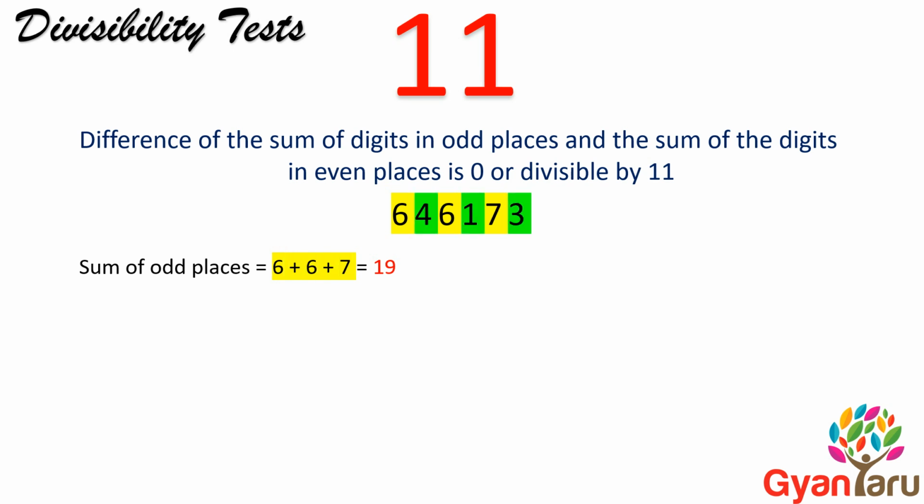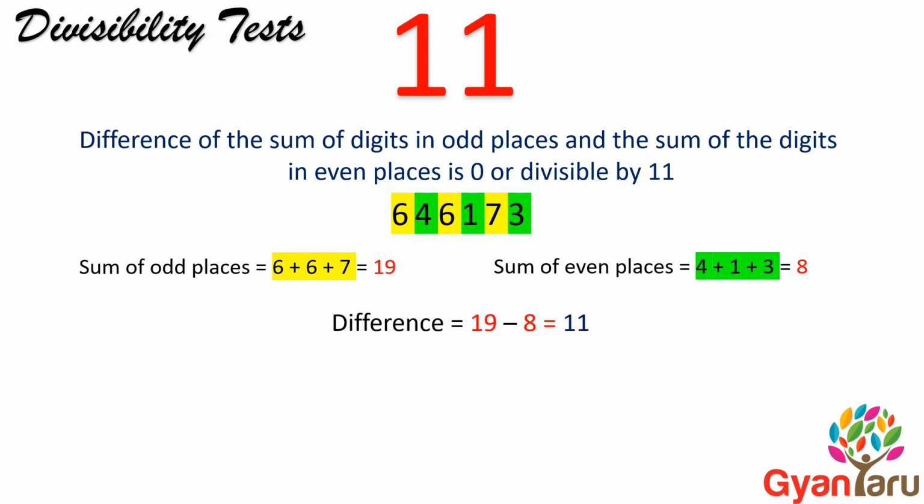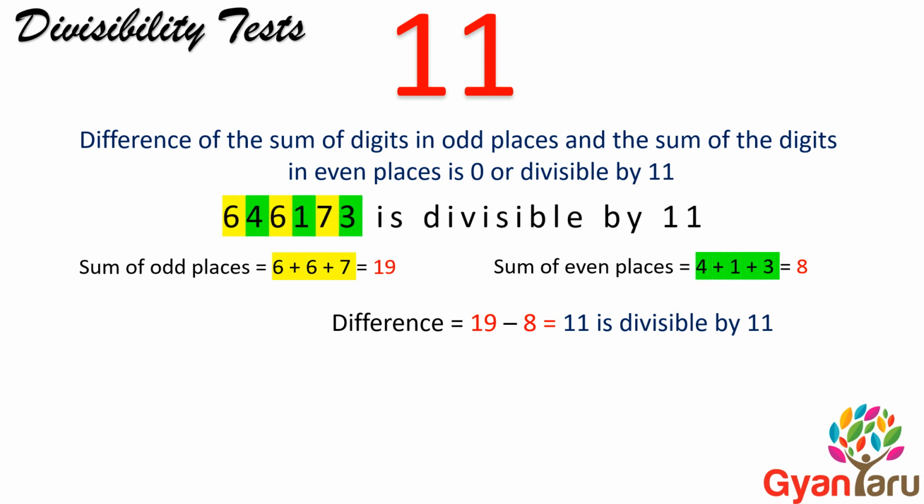on even places, so the sum of even places equals 4 plus 1 plus 3 is equal to 8, and the difference equals 19 minus 8 is equal to 11, and 11 is divisible by 11, so our number is divisible by 11.